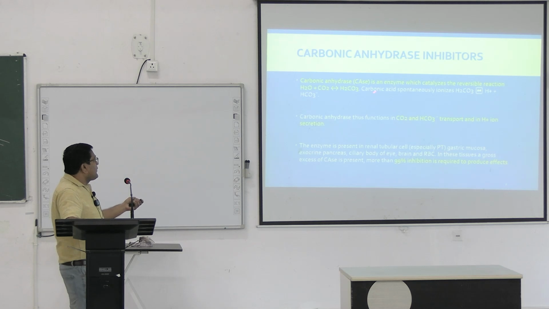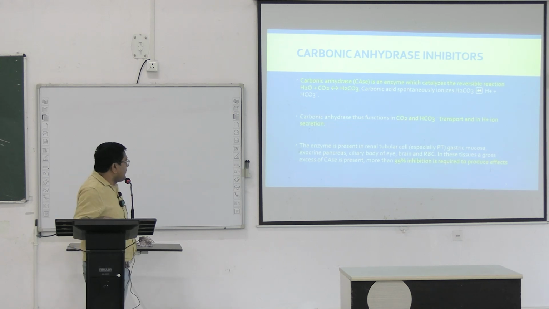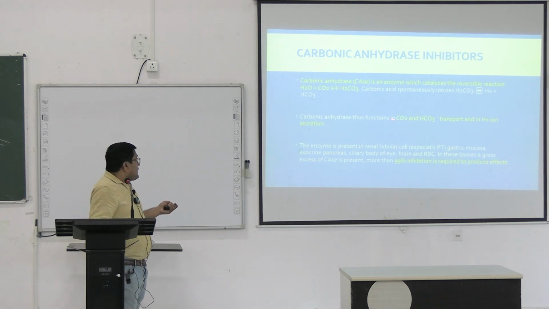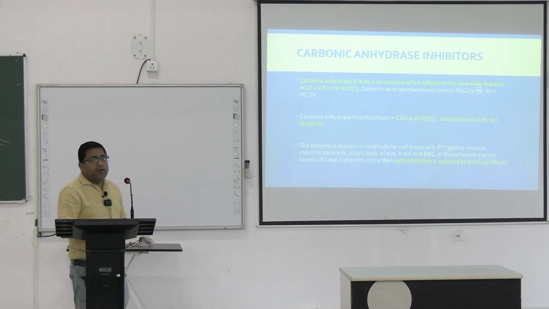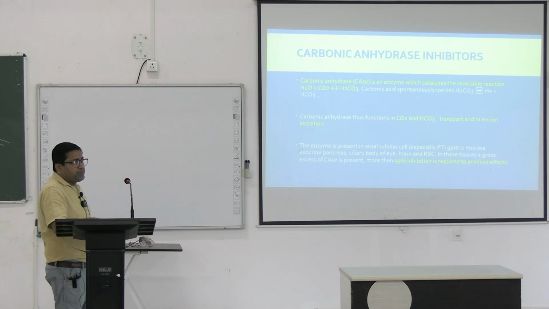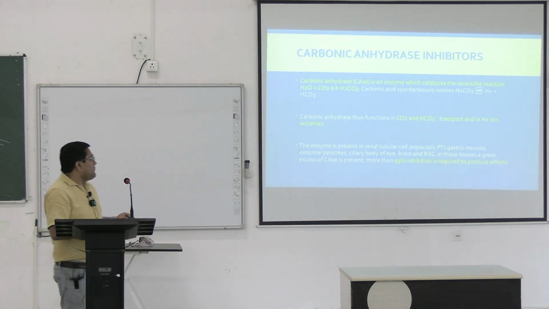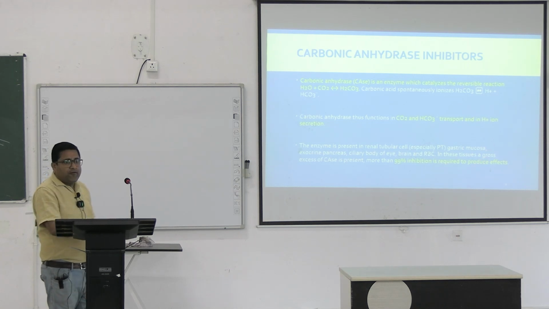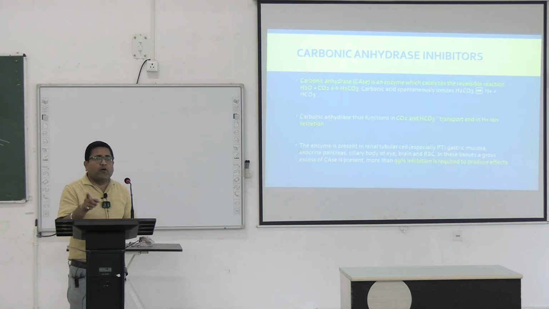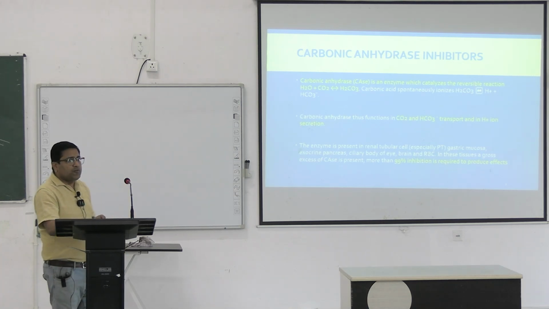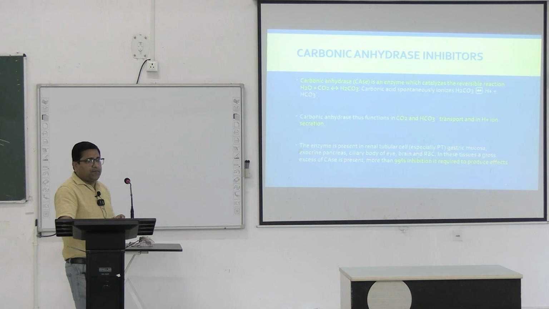Now carbonic anhydrase is an enzyme which catalyzes the reversible reaction H2O plus CO2 to carbonic acid. Carbonic anhydrase thus functions in carbon dioxide and bicarbonate transport and H plus ion secretion. This enzyme is present in the kidney, especially in the proximal tubular cell, where it is present in the brush border of the luminal membrane of the proximal tubule.